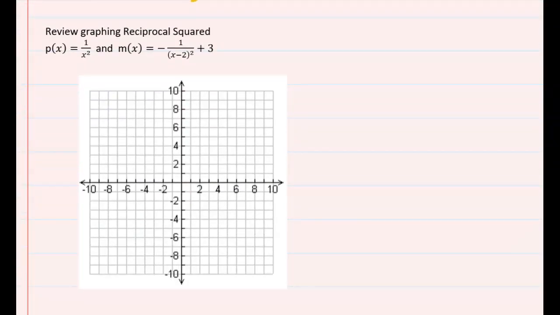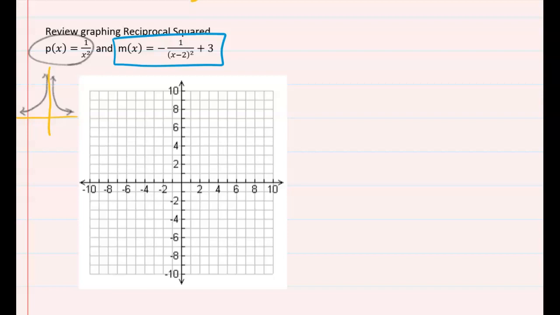Let's talk once more about our parent function and our transformed function that we need to graph. And this time we're doing it for reciprocal squared. Parent function of reciprocal squared looks like a volcano or a tree trunk. Looks something like that. And it has the y-axis going right in the middle and the x-axis going underneath it. So that's what it's going to look like.